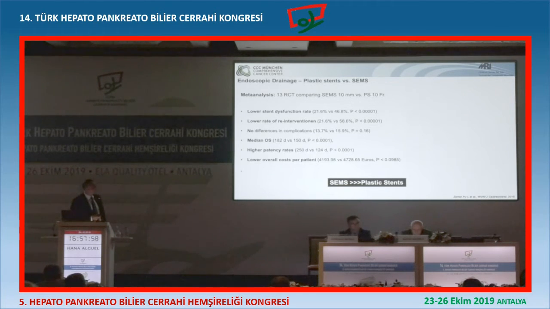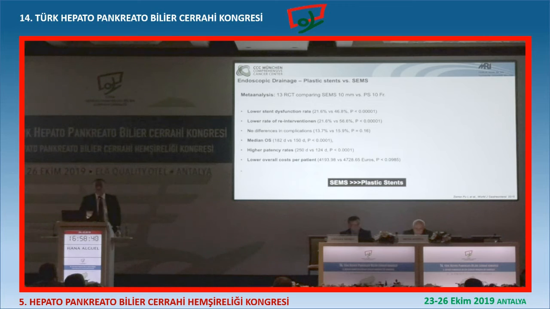So there is a meta-analysis on what kind of stent we should place in a patient with biliary obstruction. I know there is always a big discussion, should we put a plastic stent, should we put a metal stent? Of course, in those cases where the placement of a metal stent is possible. Based on 13 randomized clinical trials comparing metal stent, SEMS 10 millimeter, versus plastic stent 10 French, it seems that the dysfunction rate is higher in the plastic stent, close to 50%. The rate of reintervention is significantly lower in the metal stent.